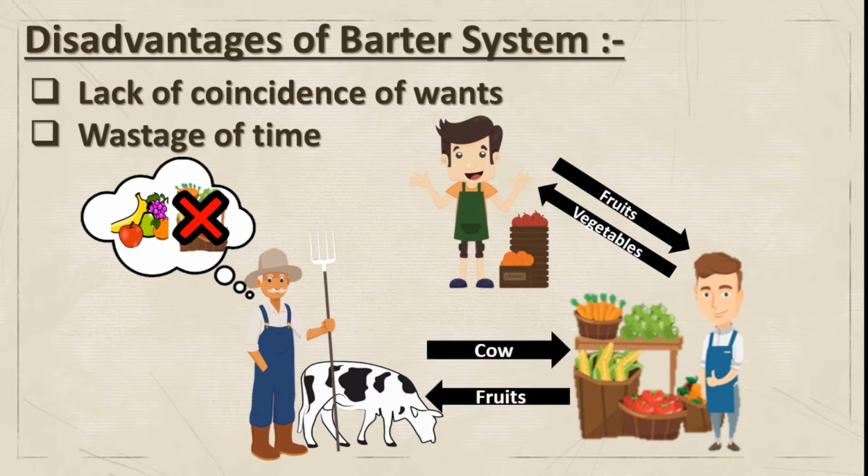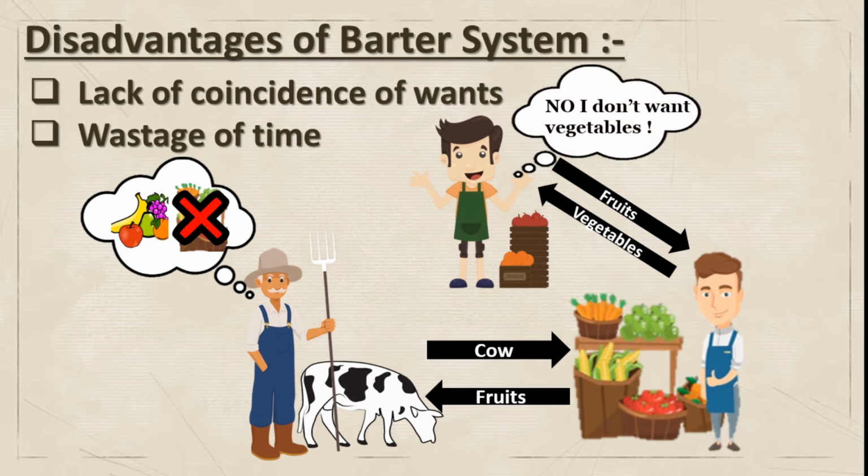Here a lot of time is wasted in search of the third good and the third person, and it is unpredictable as the vegetable seller might not find a fruit seller, and even if he finds, there is no surety that the fruit seller would agree to exchange his fruits for vegetables. Thus a lot of time is wasted in the search of a third good and the third person.